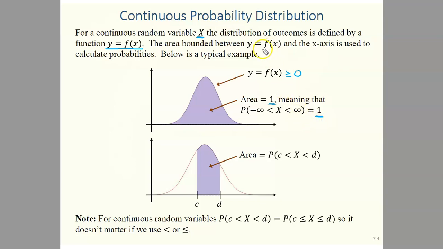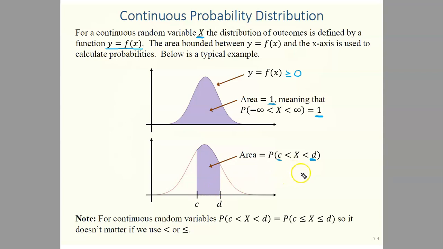Now the way we use the function f of x to define probabilities then is like this down here. So we say that the probability that x falls between two values, c and d, is just the area bounded underneath the graph of the function and above the x-axis for x between c and d. So you see the probability that x falls between c and d is this area that we have shaded right here. So that's how we use functions to define probabilities when our random variable x is continuous.